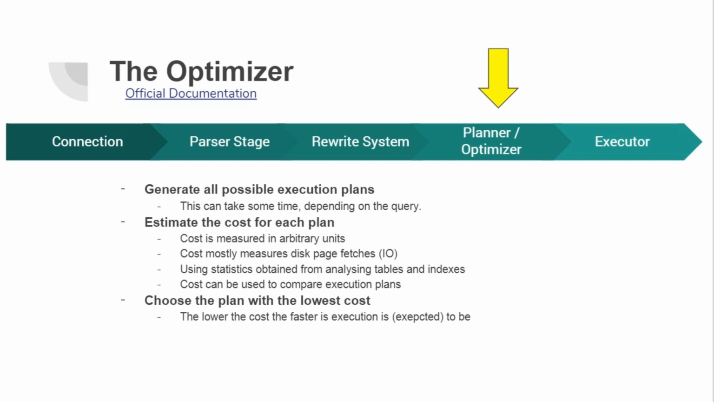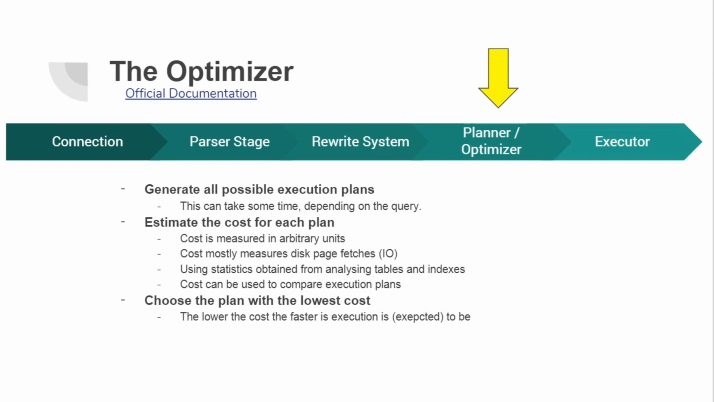The optimizer is one of the most important parts of any database system. This is the part that makes the difference. This is what determines if your query is going to run fast or slow. So we are going to focus on the optimizer. Now, there are two types of optimizer systems: the rule-based and cost-based. PostgreSQL is cost-based, but to understand what it means, let's talk about rule-based optimizers.